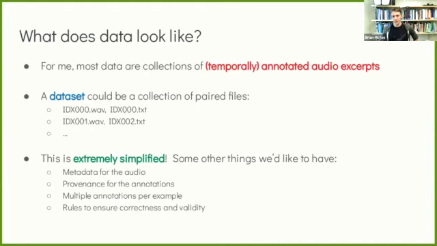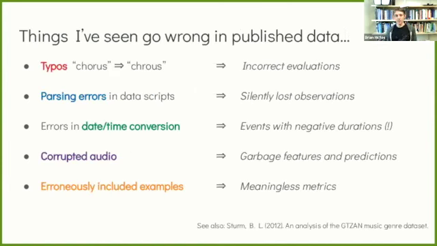So before going into the tools, I just want to talk briefly about some things that I've seen go wrong in published data sets. And these are mostly within the last couple of years. One of these was last week. And I'm not going to name names here. I'm not out to shame anyone. I'm just saying mistakes happen and you need to be aware of that and you need to expect it. So just some things that I've seen.